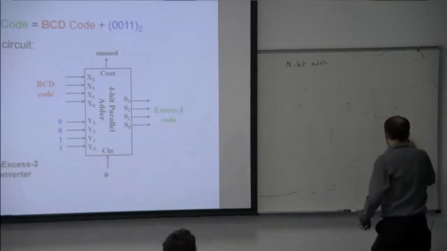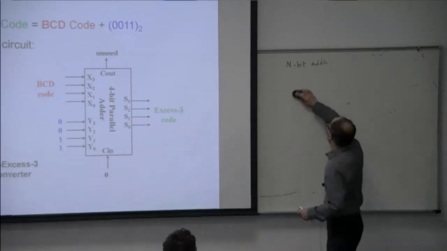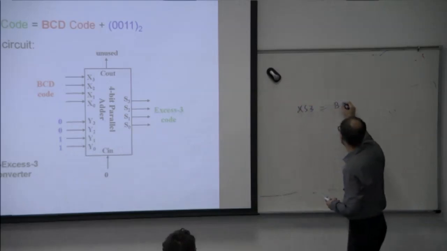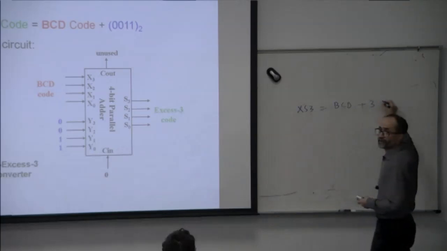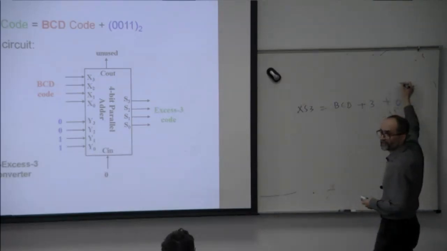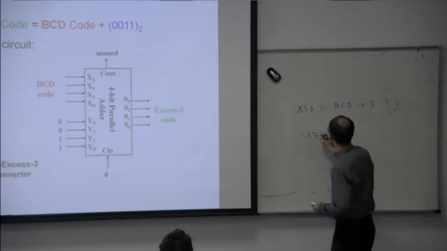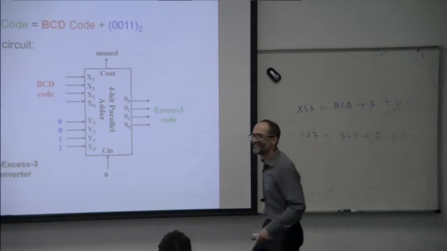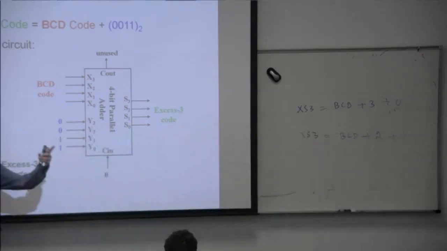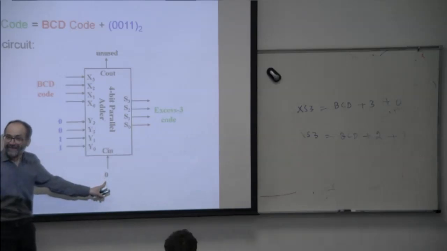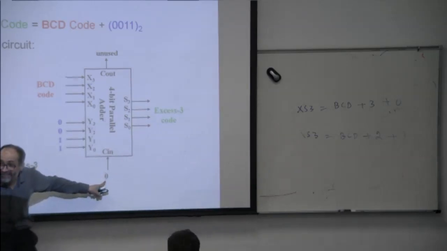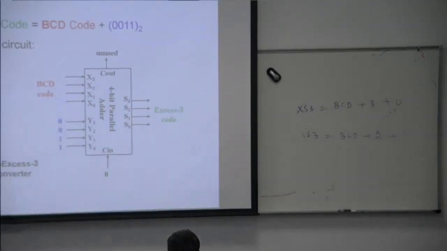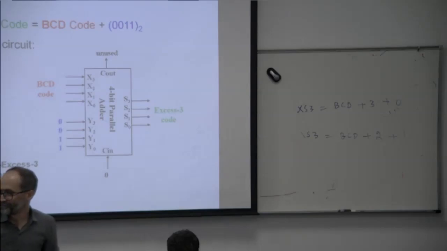Now assume that, what is XS3? How can we calculate XS3? XS3 is equal to what? BCD plus 3. So can we write it something like this? XS3 is equal to BCD plus 2 plus 1. Okay, so now the same thing. If Cin is 1 and the input is 0010, we achieve the same objective or not? So there are different solutions to the same problem.